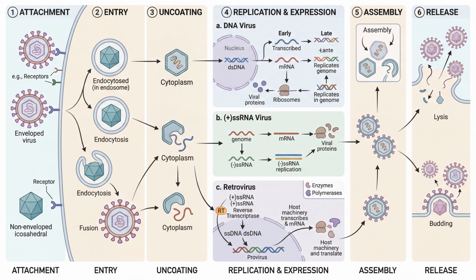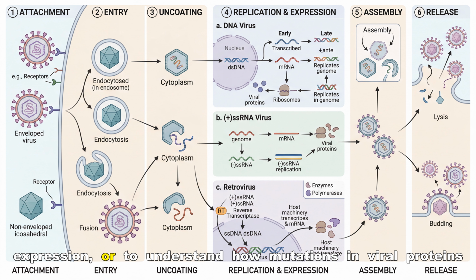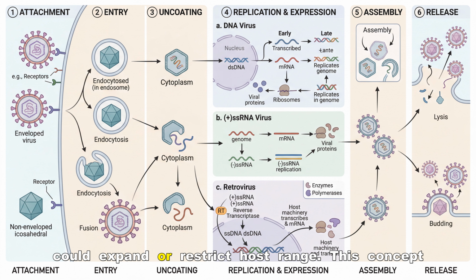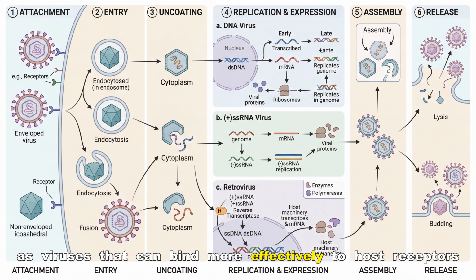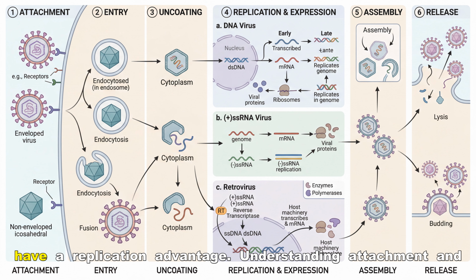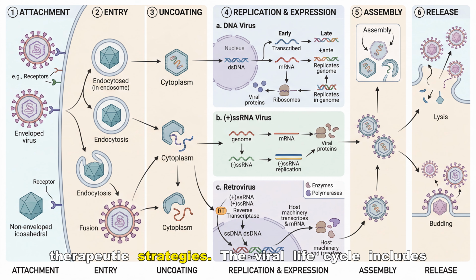On the MCAT, you might be asked to predict which cells a virus can infect based on receptor expression, or to understand how mutations in viral proteins could expand or restrict host range. This concept also ties into evolution and natural selection, as viruses that can bind more effectively to host receptors have a replication advantage. Understanding attachment and entry gives you insight into both disease specificity and therapeutic strategies.